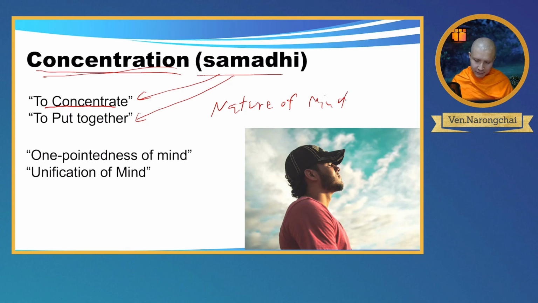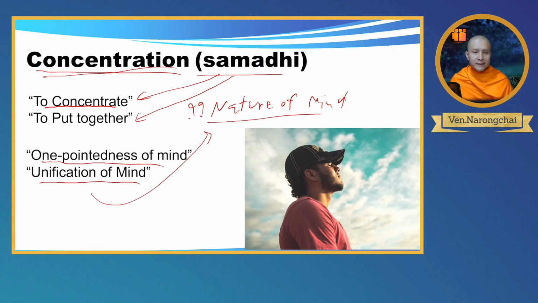To me, I find this definition is quite deep. What exactly do we have to put together? Then we can concentrate. Or in some teaching, it is said one-pointedness of mind or unification of mind. Again, it's the same thing. What kind of thing needs to be unified, then the mind can be concentrated, right?